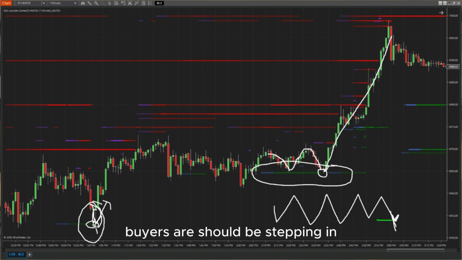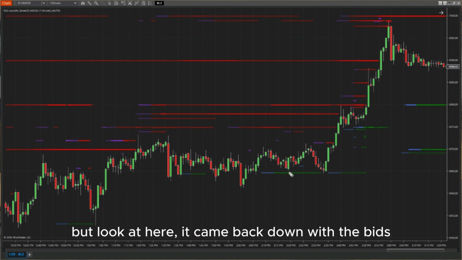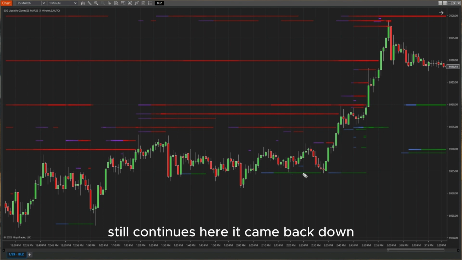Buyers should be stepping in, putting on the gas pedal, pushing the buying bids very strongly. It should push the price back up. You should wait till the bounce. Once you see the liquidity swept, what do I mean by swept? It's a good question to ask. There are a lot of bids, let's say 100, 200 bids there. Once the price touches, what will happen to the bids? They will be consumed, they will disappear. That's what you see here. Once it came down, it's gone. But look here, it came back down, the bid still continues. Here, it came back down, it ate the liquidity, sweeping the liquidity, and then rejecting.